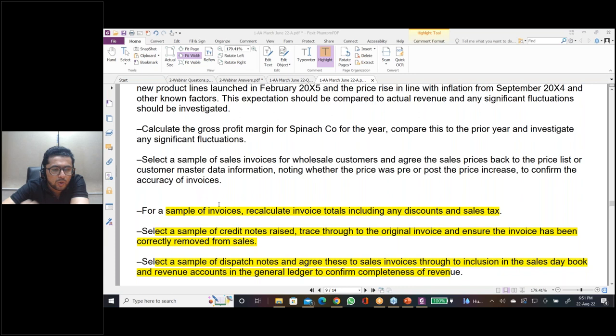Well, the dispatch note is an important thing when it comes to revenue. So if you are going to select a sample of goods dispatch notes from the year end and match it with the invoice, with the original customer order, and finally within the revenue, that confirms the completeness of revenue, because you selected the sample of goods dispatch notes, so you are trying to make sure they have completely recorded the revenue. But if you are going to select the sample from the year-end revenue and match it with the invoice and finally to the goods dispatch note, that verifies the occurrence. So it's the other way around.